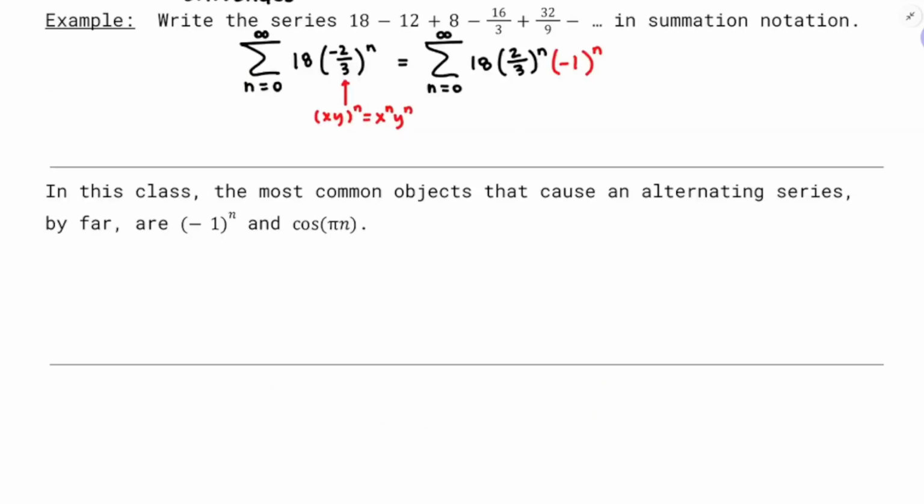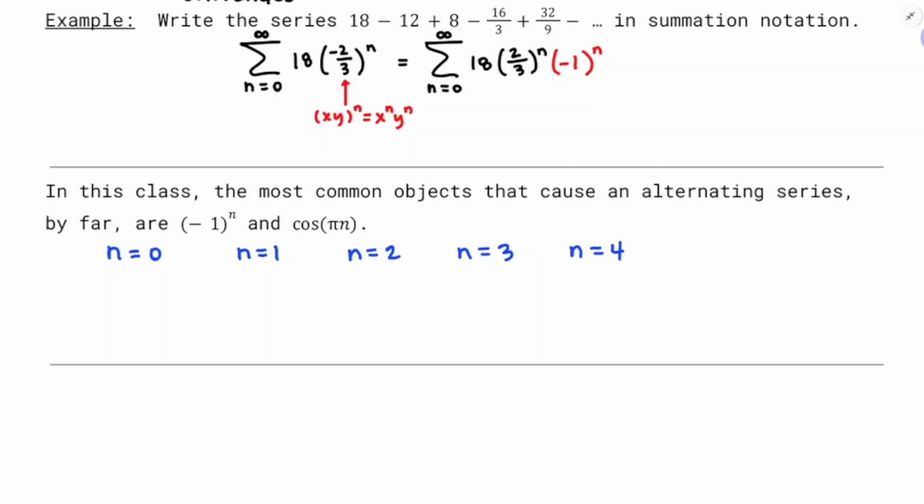All right, now in this class, the things that are going to cause a series to alternate are going to be that negative 1 to the n, which I just showed you, and also cosine of pi times n. And I feel like that was a little less obvious why that is alternating, so I'll give you a couple of values of that and show you what's going on.